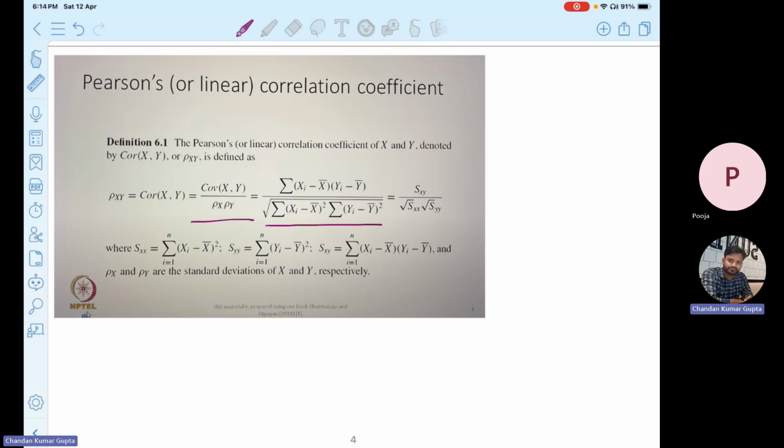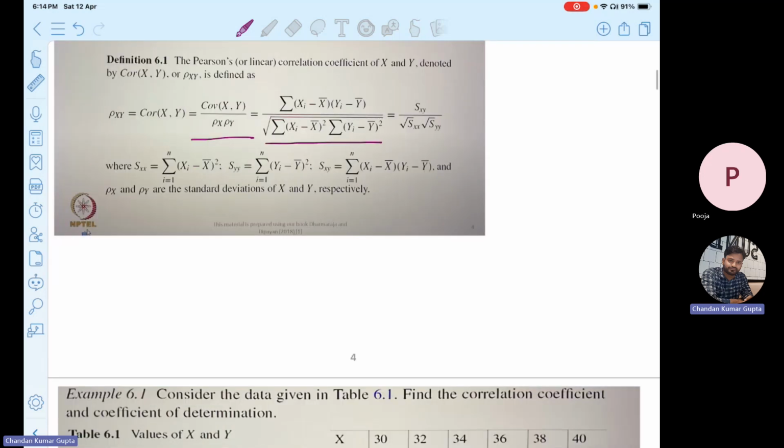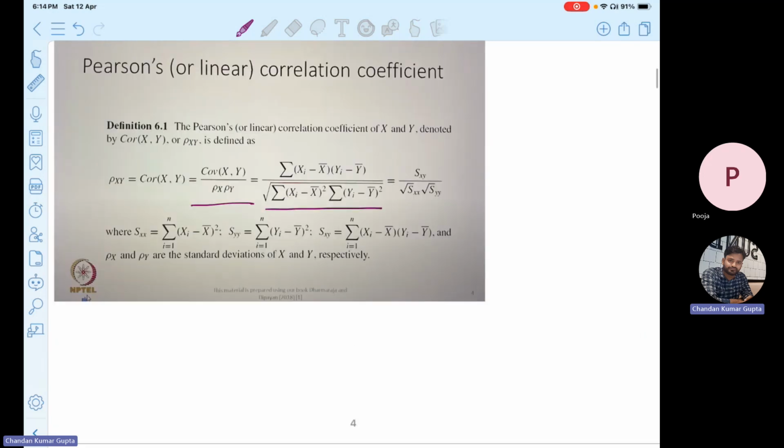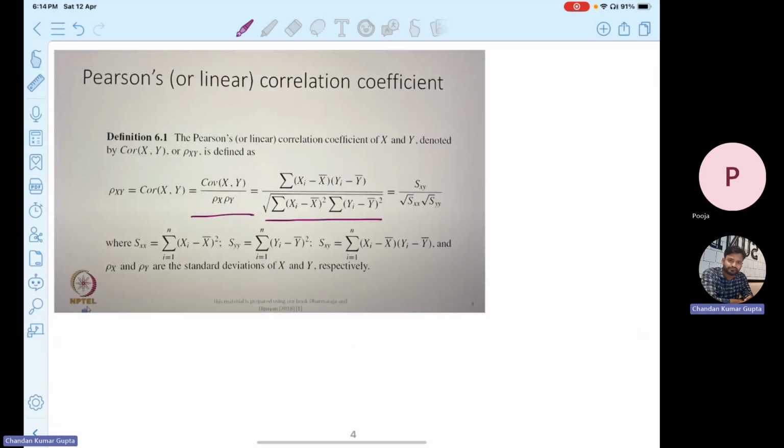The correlation coefficient has some properties. It ranges from -1 to +1.